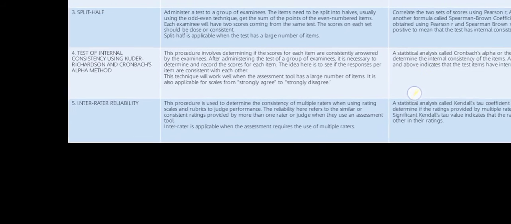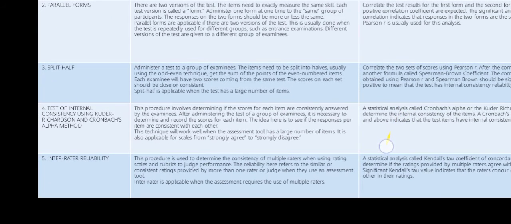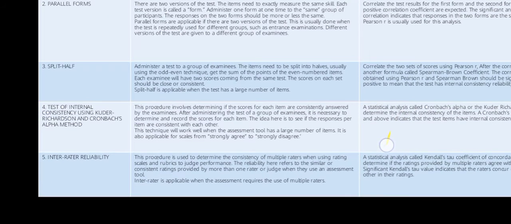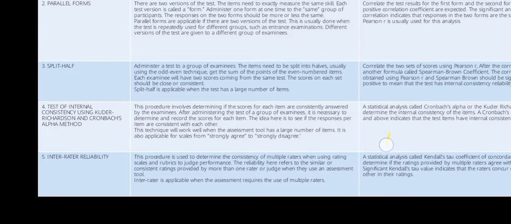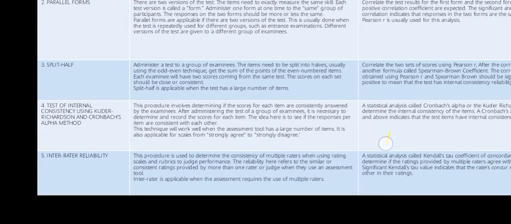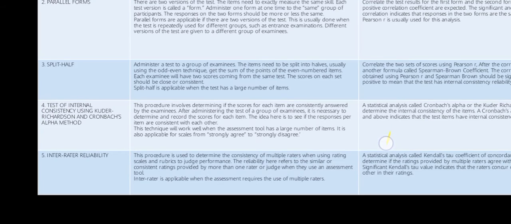Fifth method, inter-rater reliability. This procedure is used to determine the consistency of multiple raters when using rating scales and rubrics to judge performance. The reliability here refers to the similar or consistent ratings provided by more than one rater or judge when they use an assessment tool. Inter-rater is applicable when the assessment requires the use of multiple raters.